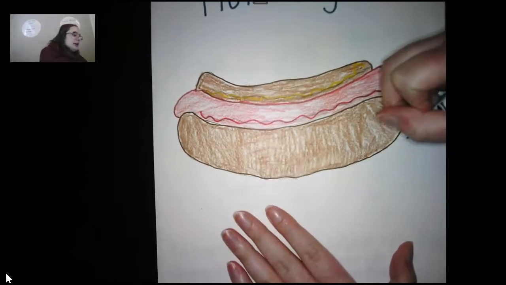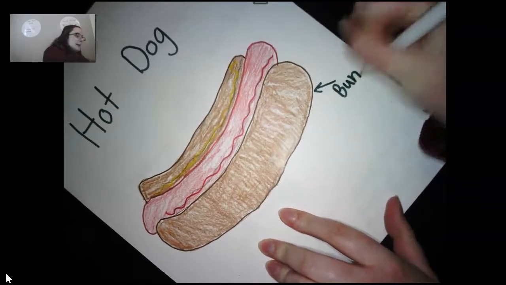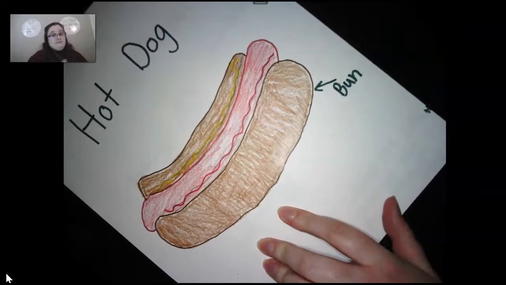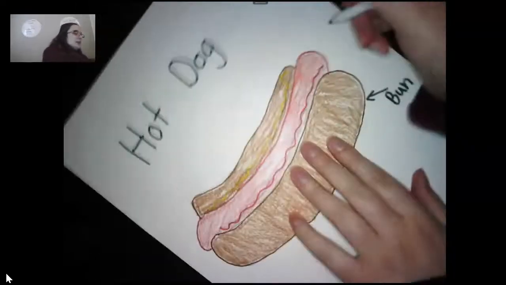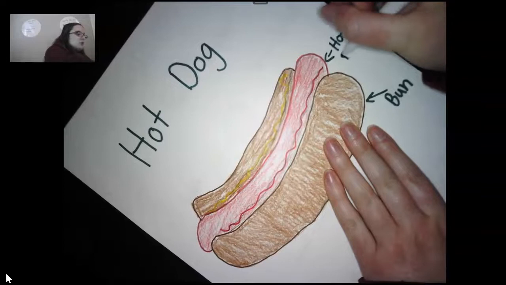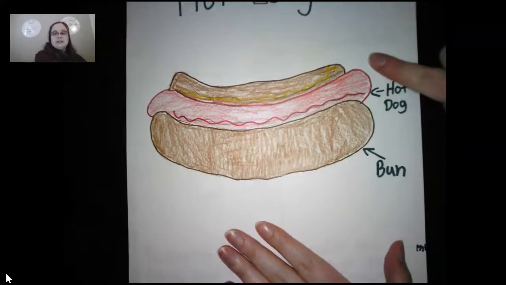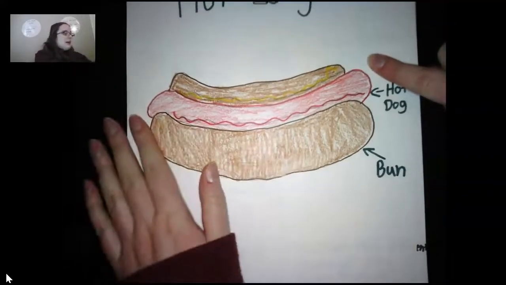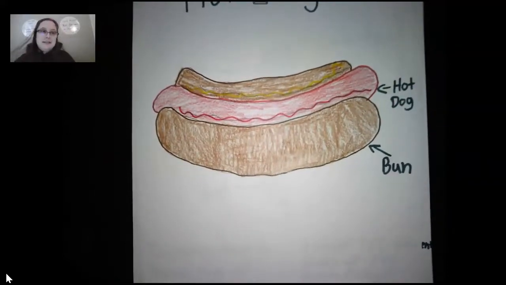So the first thing we have is the bun. So I'm going to make an arrow pointing to it, and I'm going to write bun, because that's my bun. Okay, then we move on to the next part. So we have my hot dog. So once again, arrow, and I'm going to write hot dog. And then guys, since I did 2 labels on this side, I'm going to move over to this next side, or I may even do them on top and bottom, so that this side is not too crowded and it's an easy to read diagram.